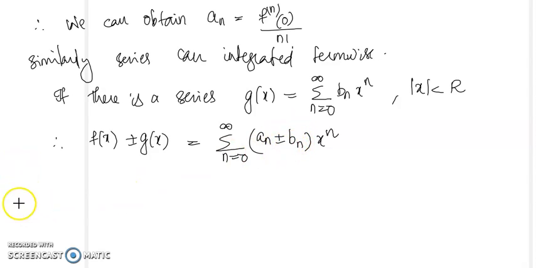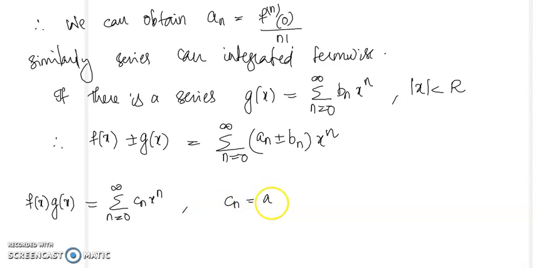And we can also define the product of the series. If you want the f of x into g of x, so that can be put in the form of a series summation n equal to 0 to infinity cn x raised to n. So here cn will be a0 bn plus a1 bn minus 1 plus etc. an b naught. Now let us look into the next result.